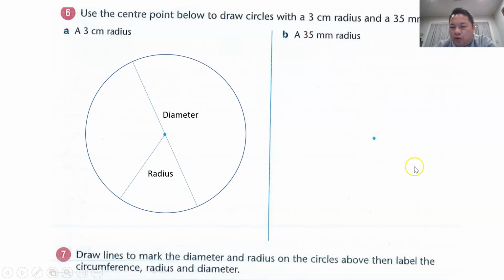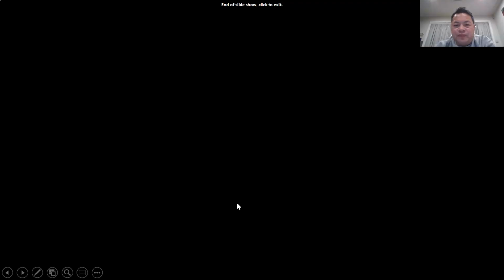Draw the circle nicely and then label them accordingly. Got it? So that's the end of our lesson. Complete the tasks in the book. There will not be a requirement for you to complete MyEd Online. Just need to complete the work on the 2 pages.